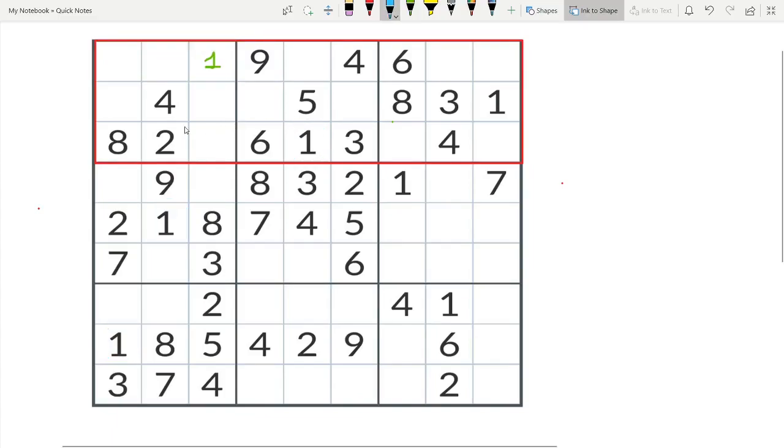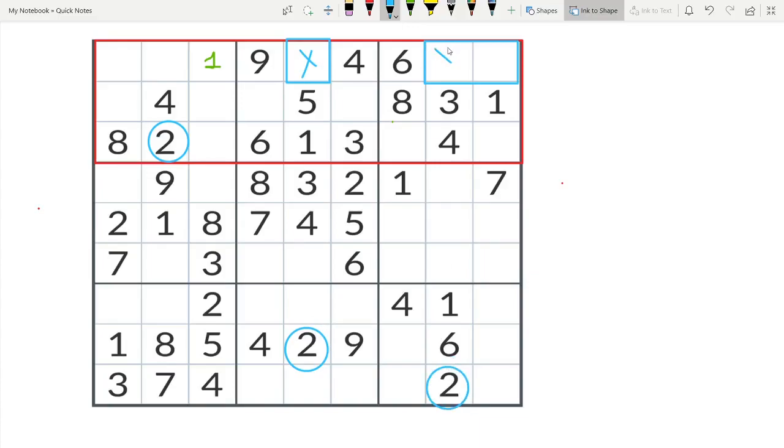Moving on to number 2, I see a number 2 for the bottom row over here. So the possible option for the top row has to be either this cell or any of these two cells. Now I noticed that there is already a number 2 over here. What that means is this cell is not an option for number 2. Another number 2 in this column, so this cell is also not an option. So I can safely put number 2 for the top row over here.